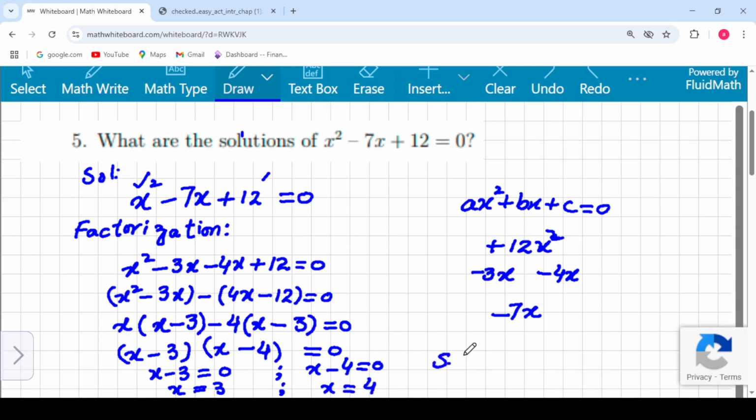So we can write that the solution set is equal to 3 and 4. These are the two possible values of x. So this is the solution of this equation.